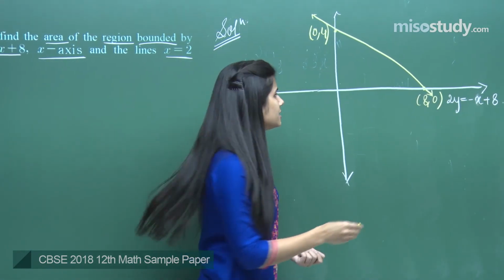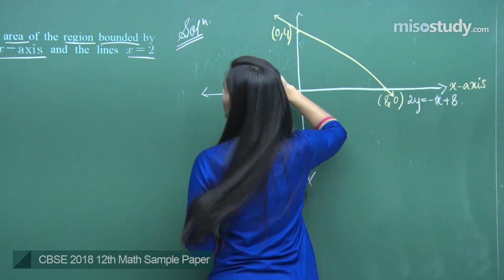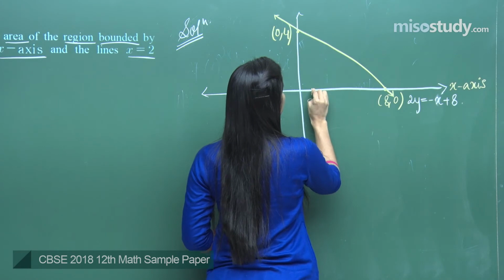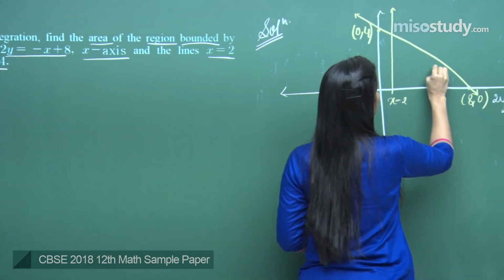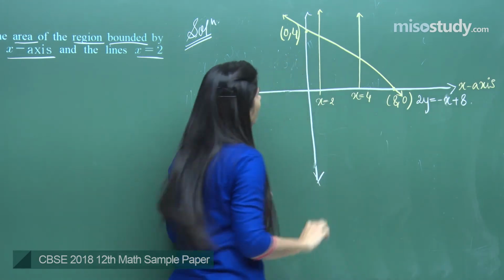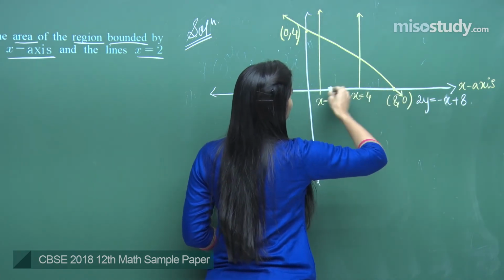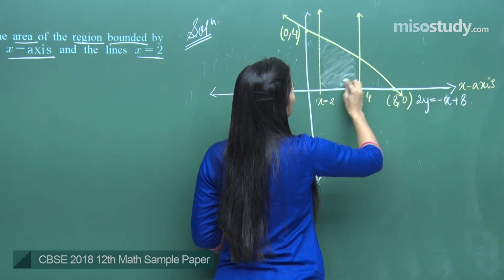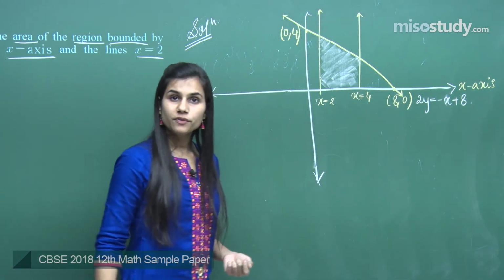Then you have x-axis. Okay, so you have your x-axis. Then you have your line x equals 2. So this is your line x equals 2. Then you have x equals 4. That is what you have in picture. That means the area bounded by this line, x-axis, x equals 2, x equals 4, which is this area. This is what you need to find.